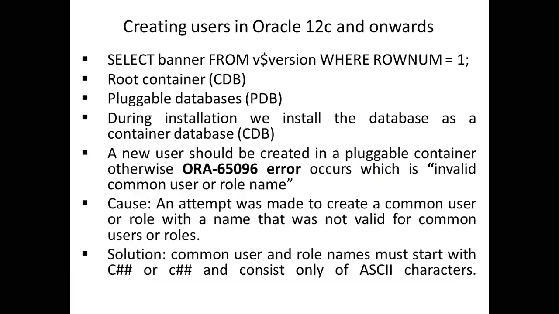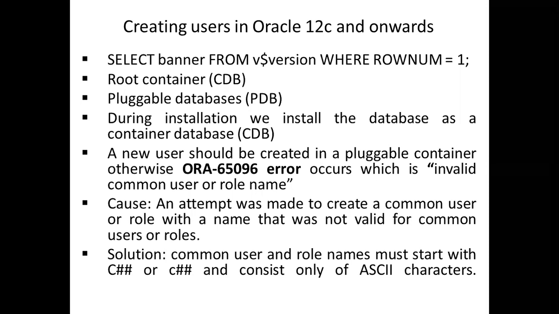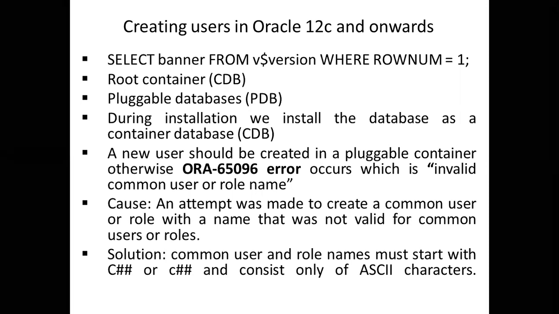When we install Oracle 12c and onwards, two types of databases are there. One is the container database, CDB, also known as the root container, and then the pluggable databases. So while we install Oracle 12c and onwards, we install the database as a container database, that is, as a CDB. Okay.